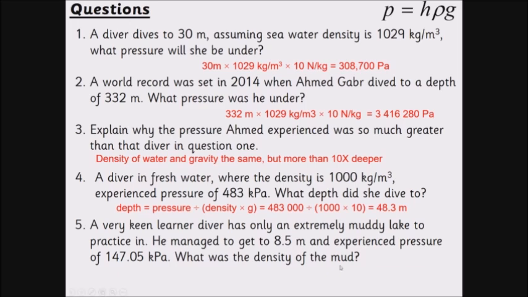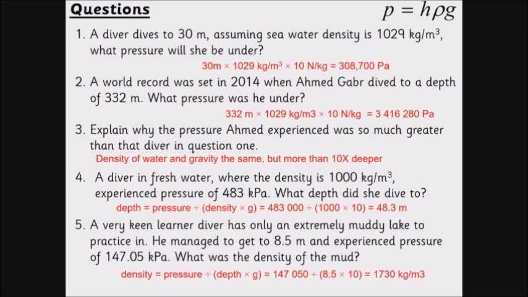So first of all, let's work out the density of the water at this depth. Rearranging this again, density will be pressure divided by height times gravity. So take the H and the G over. Density is equal to pressure divided by height or depth times gravity. Put in our numbers, 147,050 pascals. I've converted this into pascals. Divided by 8.5 times 10 gives us a density of 1,730 kilograms per metre cubed.